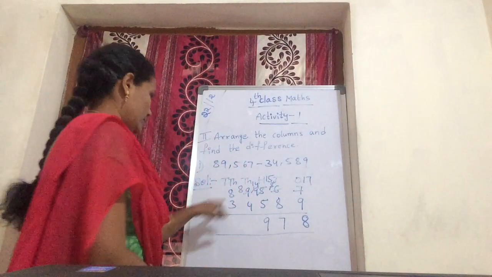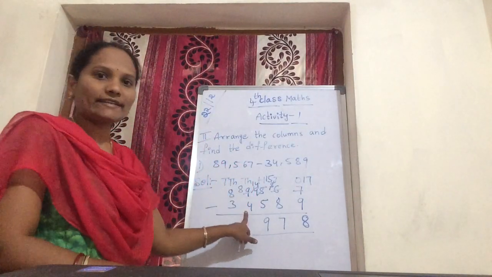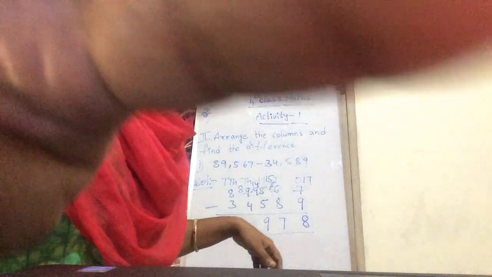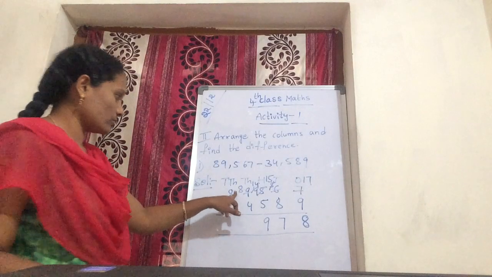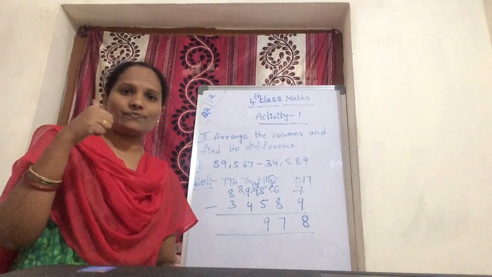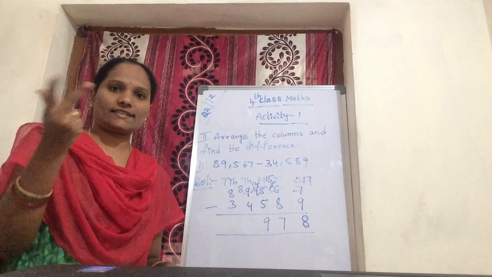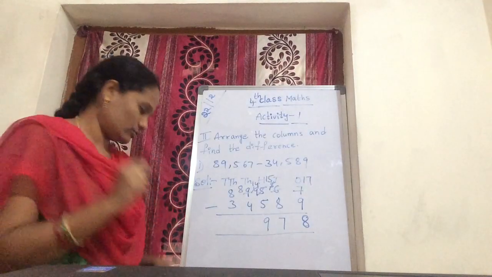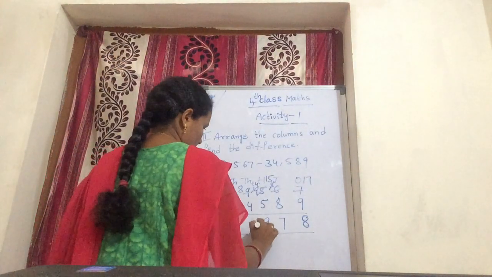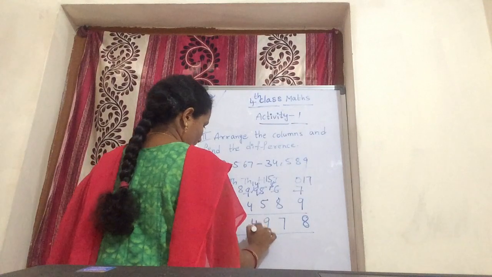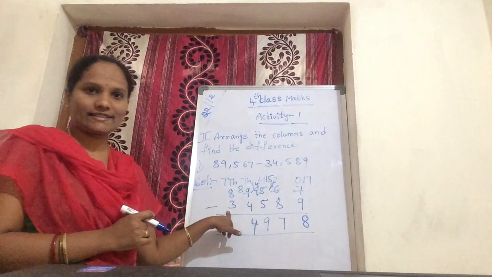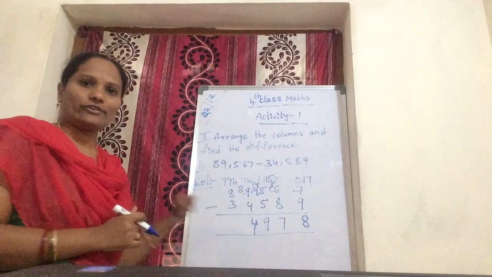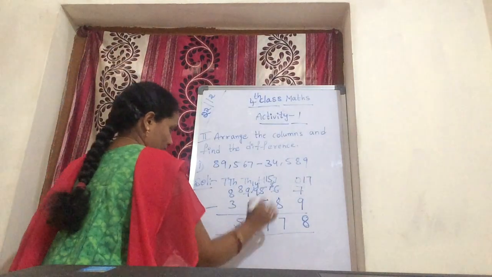Now next, thousands. In thousands, 8 minus 4. Count 4 after to 8 on fingers: 4 after 5, 6, 7, 8. So 4. Okay, now next again 8 minus 3. 8 minus 3, you get 5. Write it down.